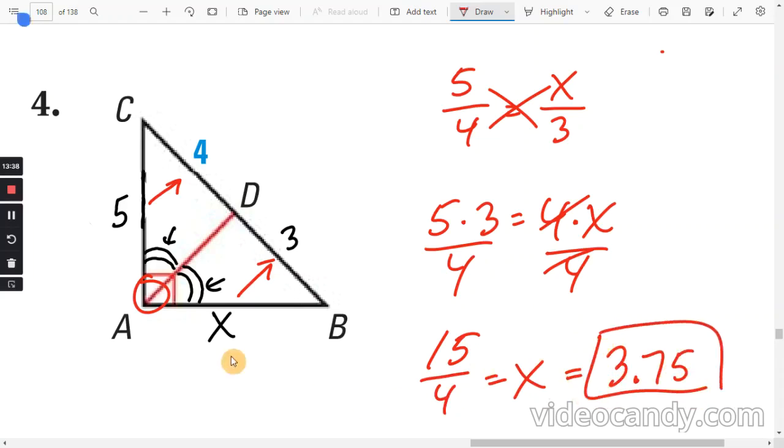Does the answer make sense? Well, let's see. 4 is more than 3, or I should say 3 is less than 4, so this should be less than 5. So yeah, it makes sense.